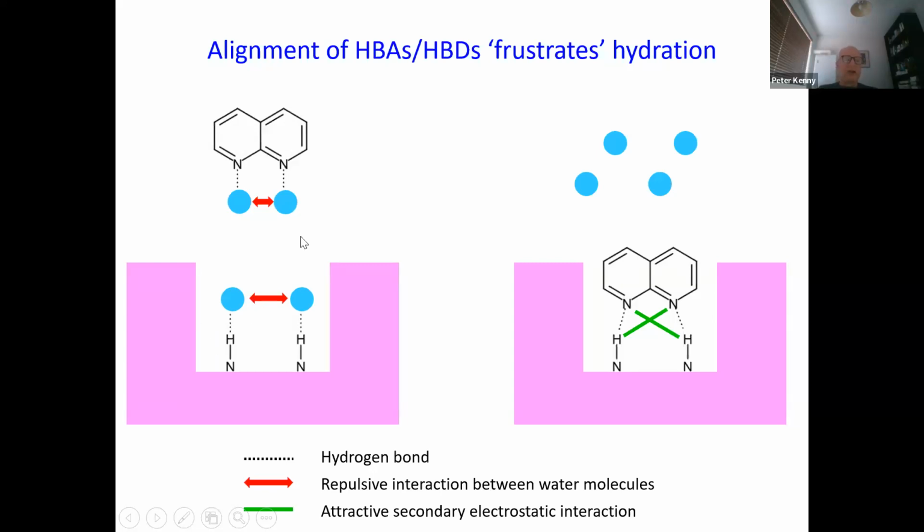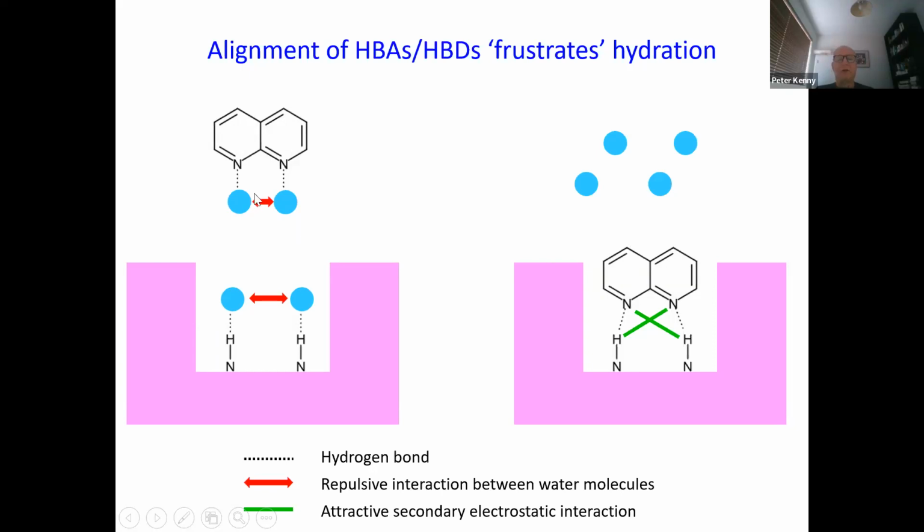But this should actually be seen as an advantage. This is an opportunity, because obviously we're always thinking about displacing water molecules. So anything that makes a water molecule easier to displace is a good thing. So now look what happens when they all come together.